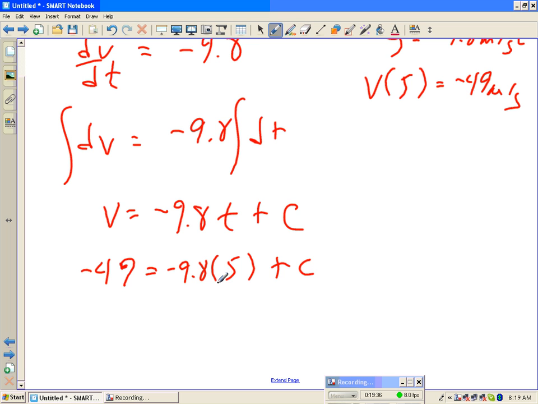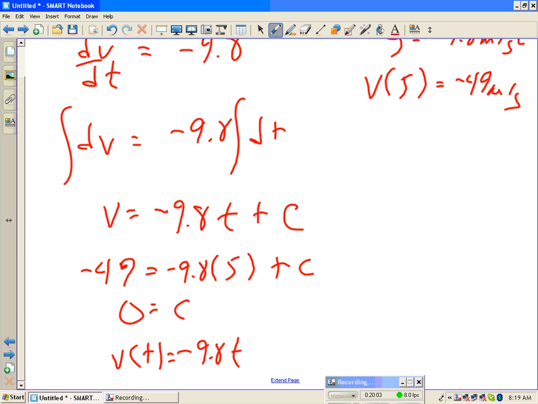What is it? I didn't hear you. It is 0, right? Is it? Yeah, it is. Because 10 times this is negative 98. That's half of that. Half of negative 98 is negative 49. So let's add 49 to both sides, and we get c is 0. So now I get that v of t is just negative 9.8 t.